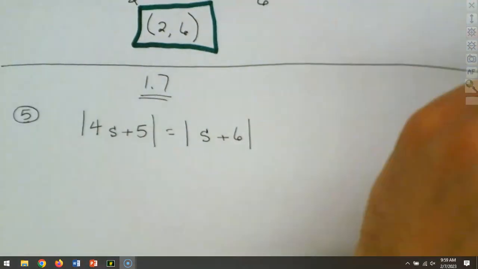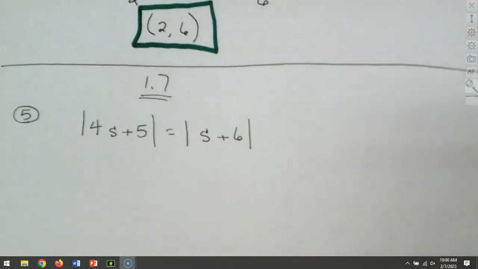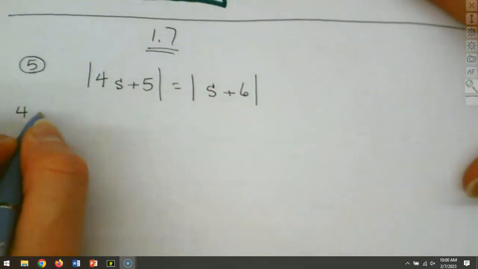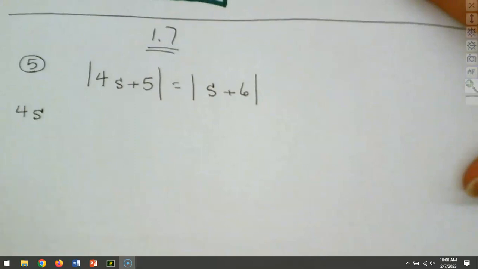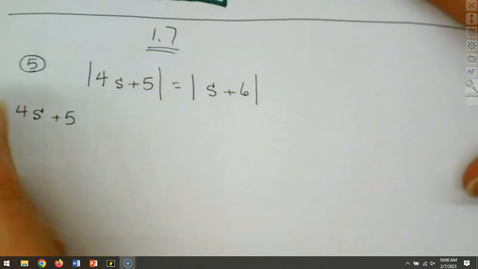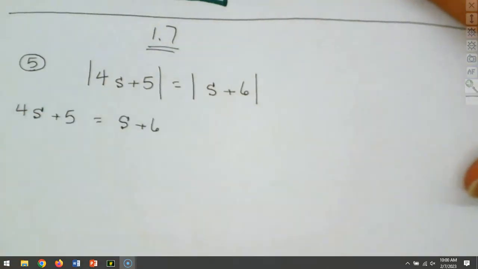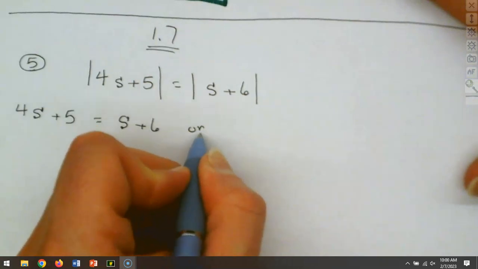Now, what do we need with an absolute value? Whenever we solve an absolute value, we're going to get two equations, right? We have to have two equations to get two answers. So let's make sure we can get those two equations. Well, the first one, we just simply drop the bars. So we've got 4s plus 5 equals s plus 6. So there's one of them. And we always put the "or" in between them.